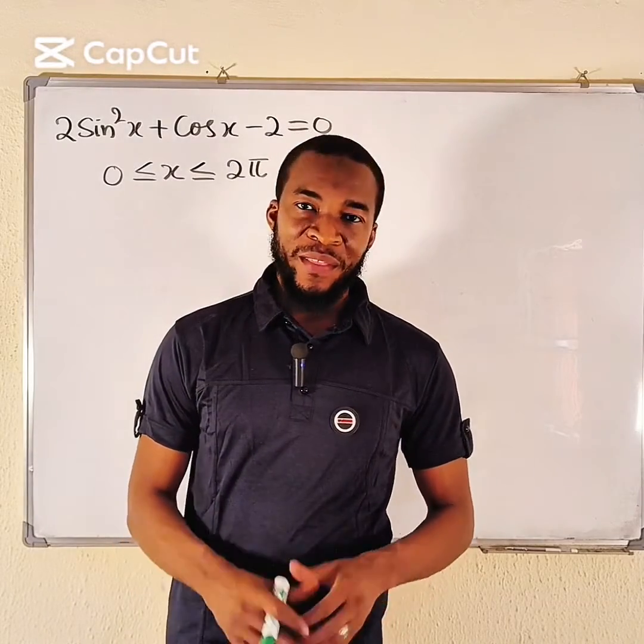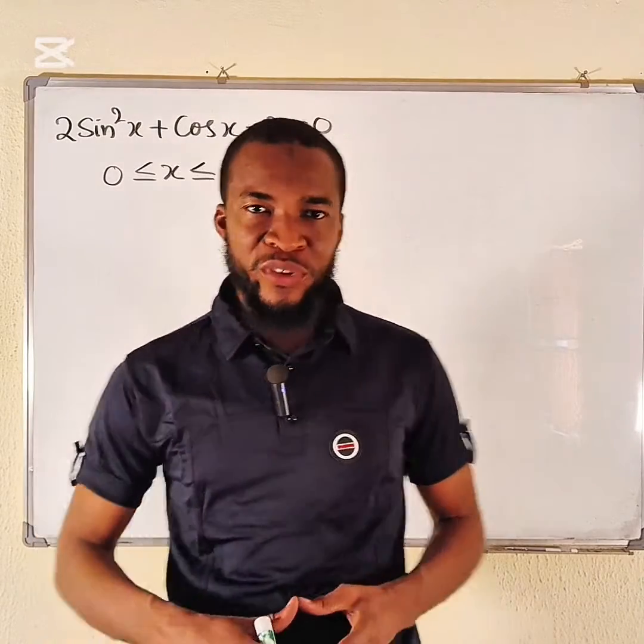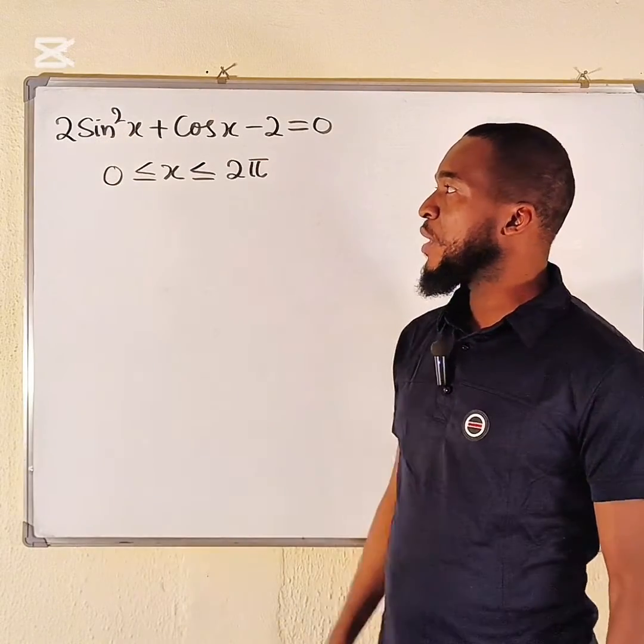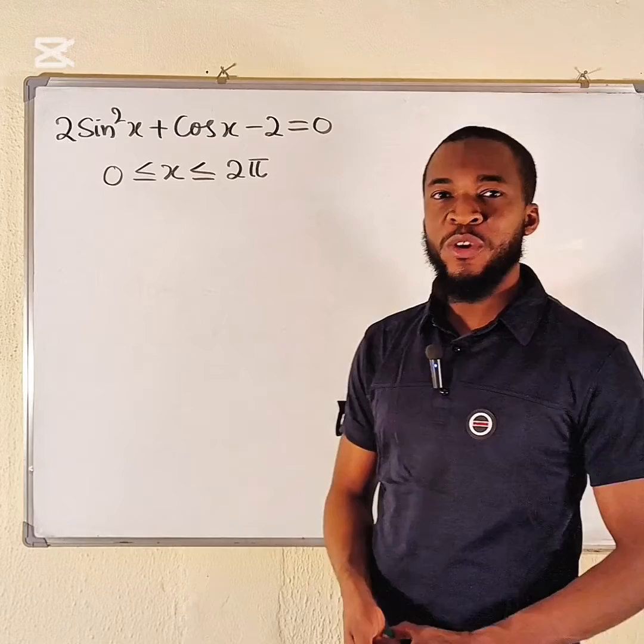Hello everyone. In this tutorial, we are going to provide a solution to this very simple trigonometric equation. 2 sine squared x plus cosine x minus 2 equals 0.